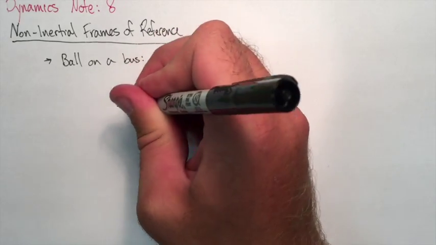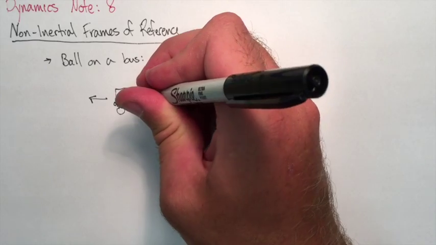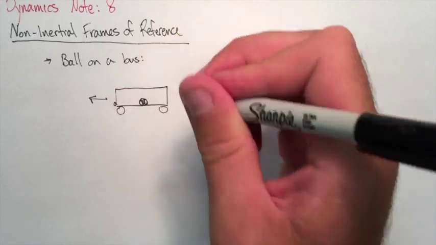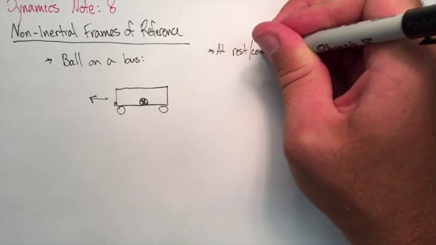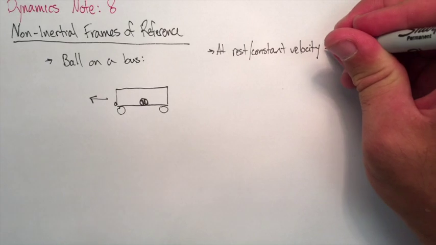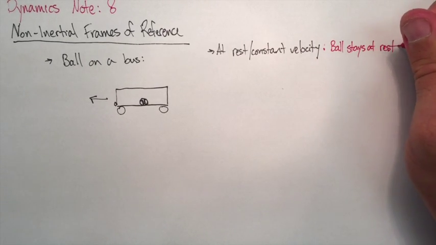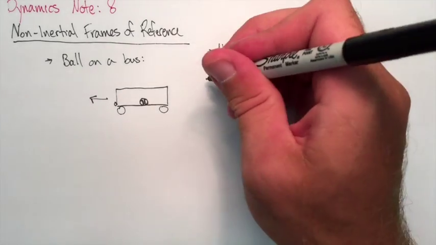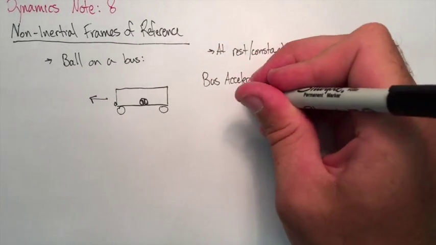So first of all, let's examine a ball on a bus. Let's say you're sitting on a bus that's either at rest or constant velocity, and there's a ball on the floor of the bus beside your feet. At rest or constant velocity, we know that the ball should stay at rest or constant velocity, but it would stay at rest relative to you. But now let's say the bus accelerates.